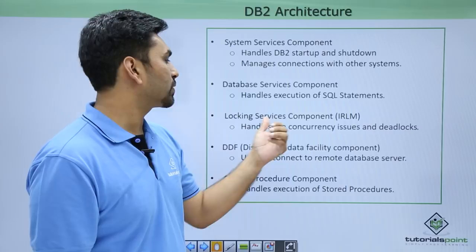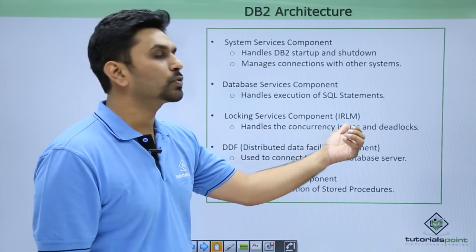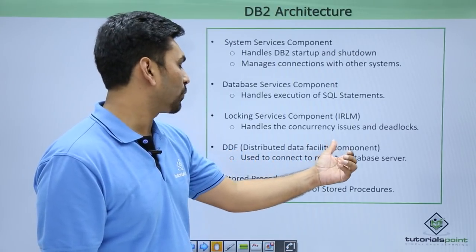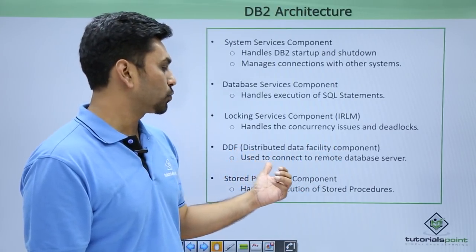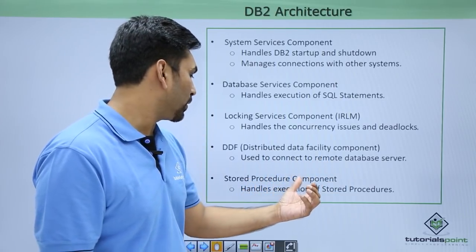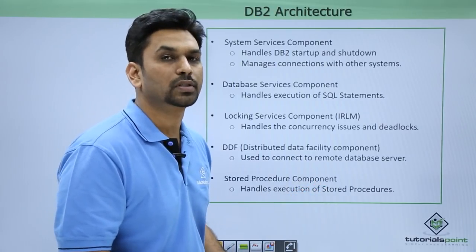Then the third is locking services component, that is known as IRLM. It handles the concurrency issues and the deadlocks. Then fourth is distributed data facility component, that is DDF. It is used to connect to remote database servers. Then the last one is stored procedure component. It's an optional component and it handles execution of stored procedures.